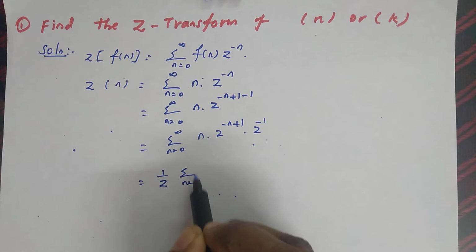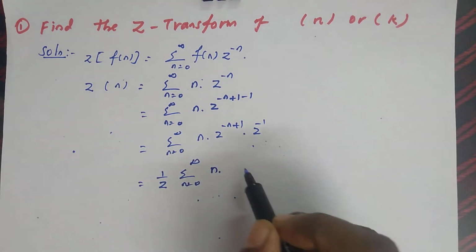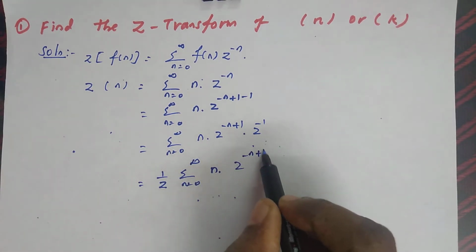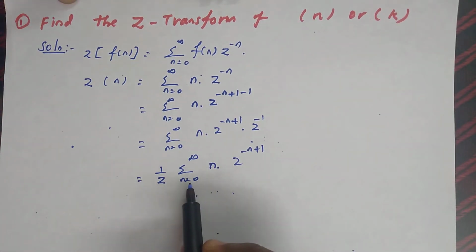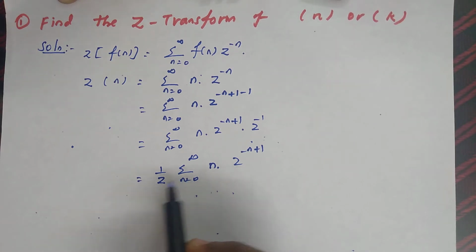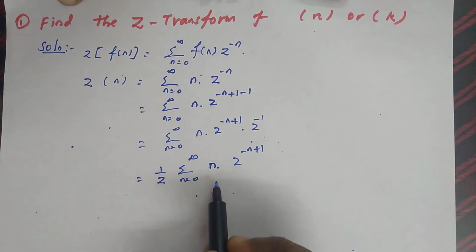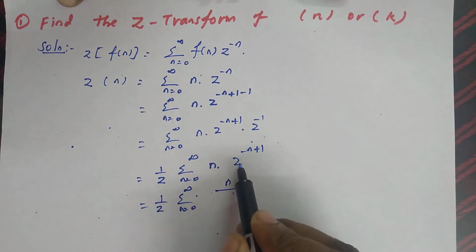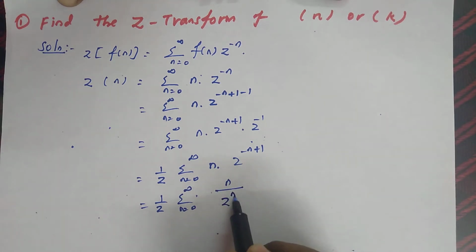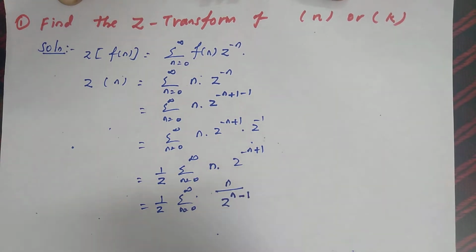Sigma n equal to 0 to infinity n into z power minus n plus 1. Here I have written the 1 by z outside of the summation because the summation is only over n. Z is not involving any n, that's why I have taken the 1 by z outside. Now we are going to apply the values for n. Before that, we can write this as sigma n equal to 0 to infinity n divided by z power n minus 1, since z power minus n plus 1 can be written that way.